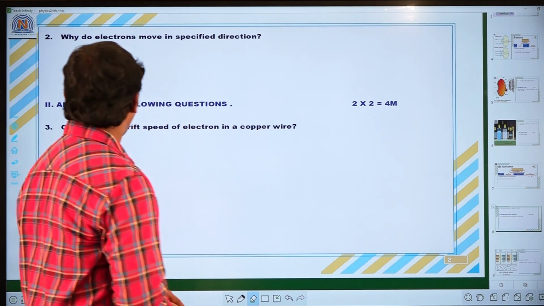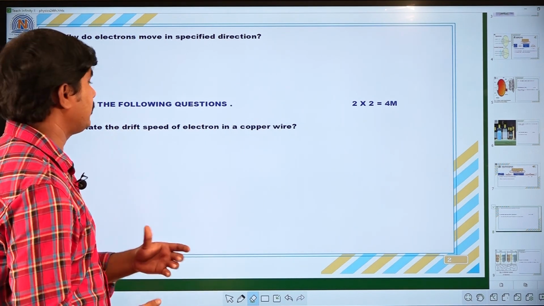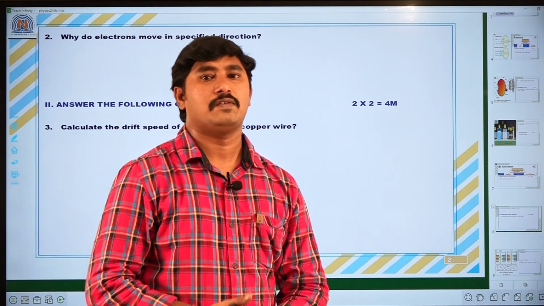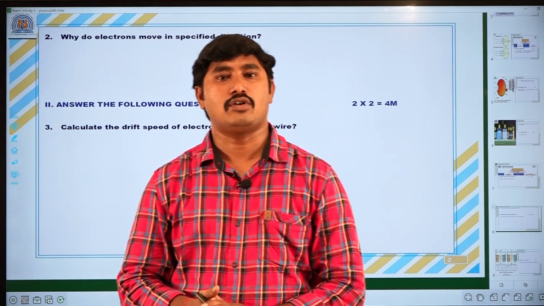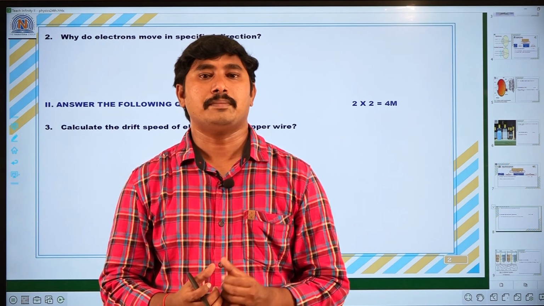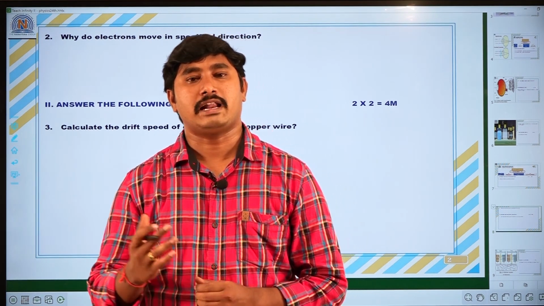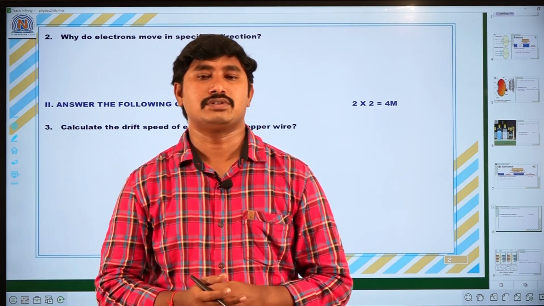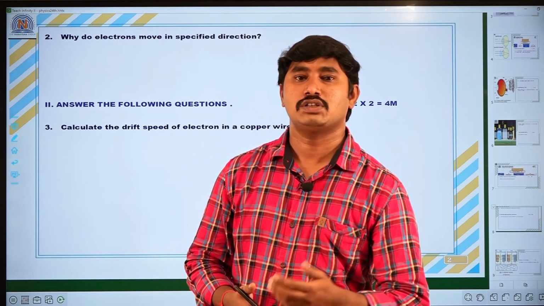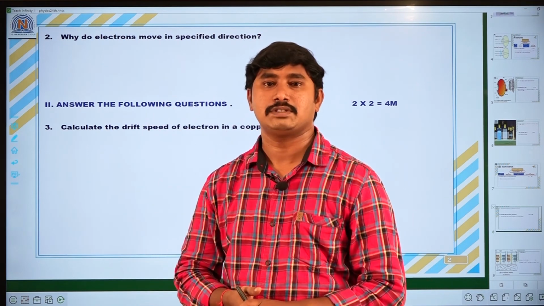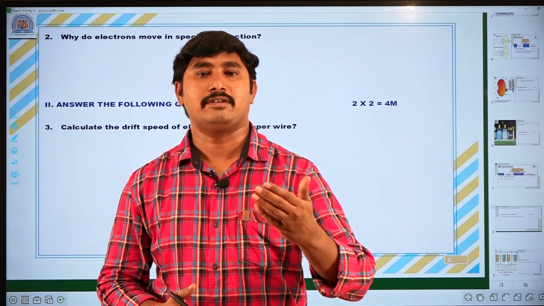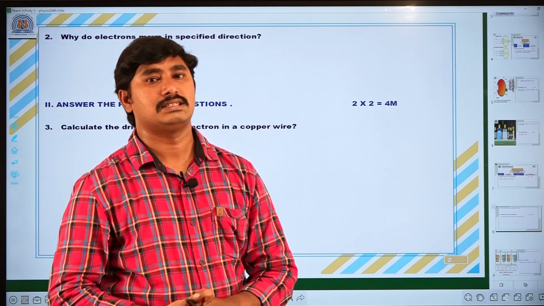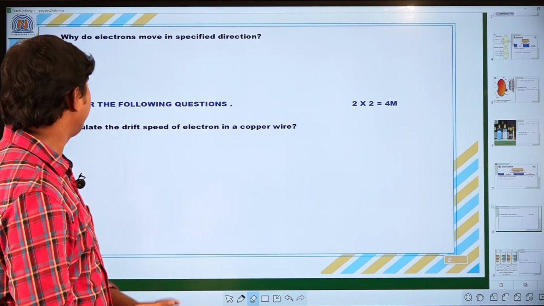The question is, why do electrons move in a specified direction? The main cause of electrons moving from one place to another is to maintain a uniform electric field throughout a circuit. That is the main cause of electrons moving in a specified direction. So, what is the reason? It makes a uniform electric field. That is the main answer for that question.